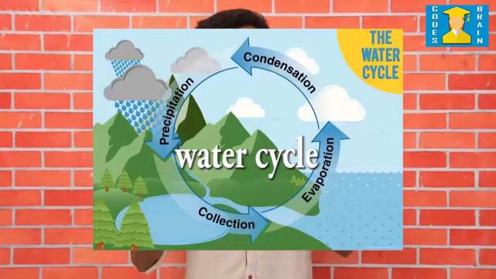Let's now see how the equilibrium of water is maintained in our planet. There comes the role of the water cycle. Do you remember the water cycle? We will go through the water cycle once again now.